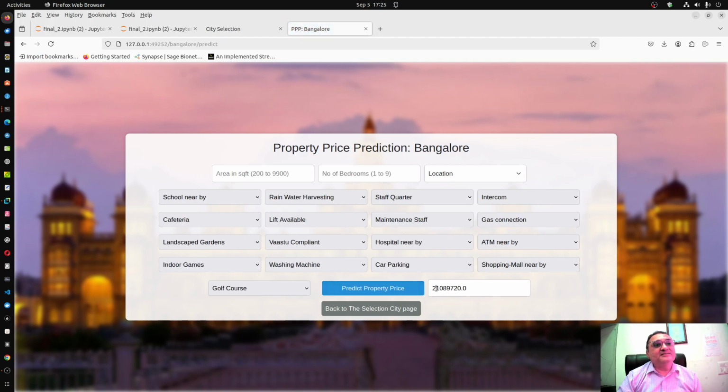Predict the property price, and you can see that the property price is around 2 crore 10 lakh 89,720. This is based on around 2022 data maybe. So I don't know whether property in Bangalore is available at that price or not. And you can see, as soon as predict property price is clicked and the price is displayed, all this is reset, so it is ready for the next area or next location.